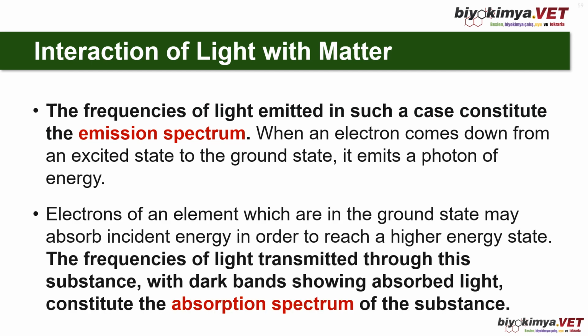Electrons of an element which are in the ground state may absorb incident energy in order to reach a higher energy state. The frequencies of light transmitted through this substance, with dark bands showing absorbed light, constitute the absorption spectrum of the substance.